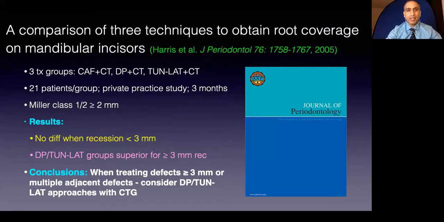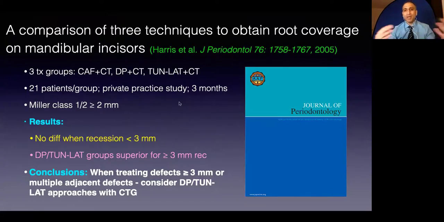The first study I want to talk about is one by Randall Harris, again, a very skilled clinician, not practicing anymore, but he came up with this paper where he compared 3 techniques for root coverage for recession on mandibular incisors. He had 3 groups: coronally advanced flap with a connective tissue graft, a double papilla technique with a connective tissue graft, and a lateral tunnel with a connective tissue graft. There were 21 patients per group, and this was done in private practice.